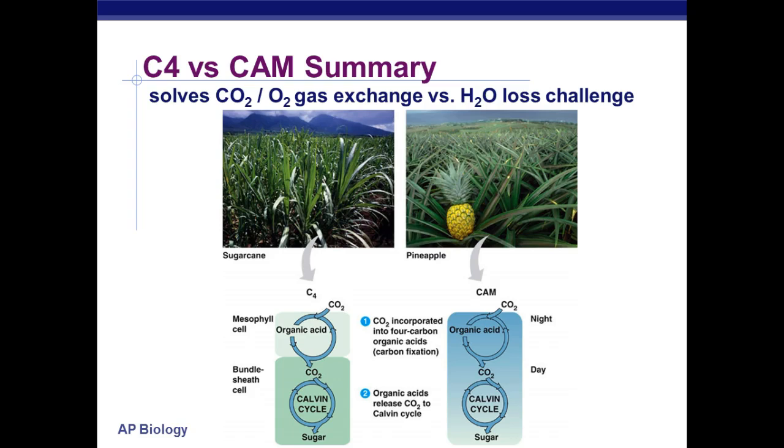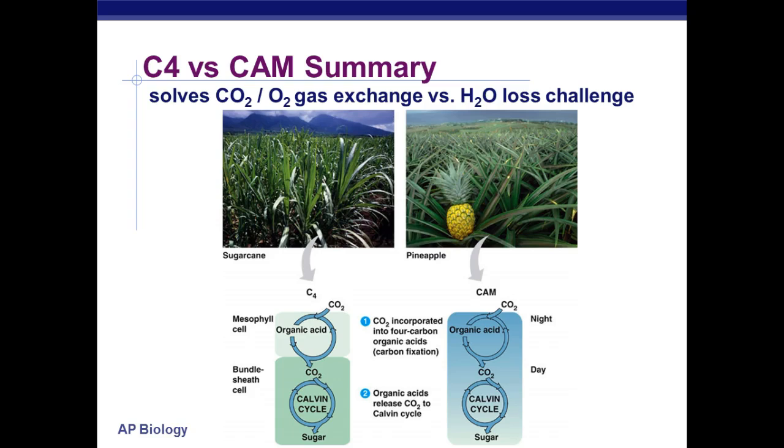So just to do a quick summary, in both cases we have plants having to deal with the issue of both needing to exchange gases, carbon dioxide for oxygen, and avoid the problem of excessive water loss. C4 plants separate the steps of the Calvin cycle into different cell layers. They physically separate it. They fix carbon in one cell layer and then release the carbon into another cell layer where the Calvin cycle can occur away from oxygen.